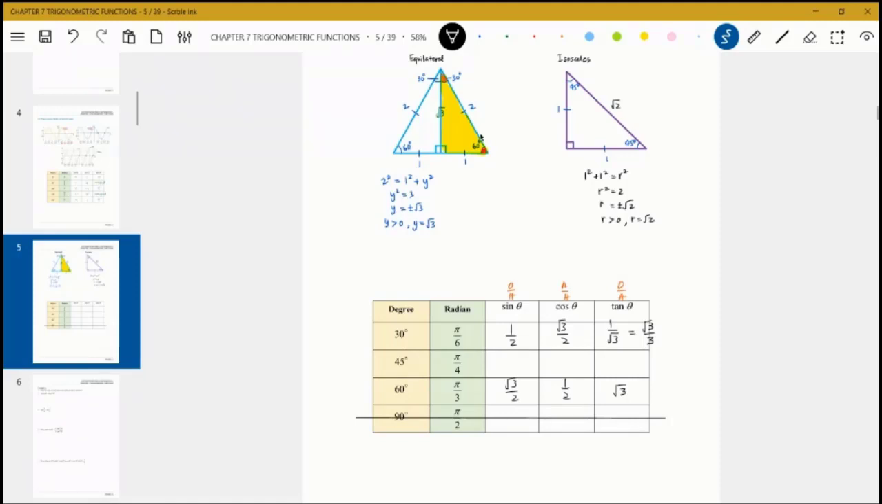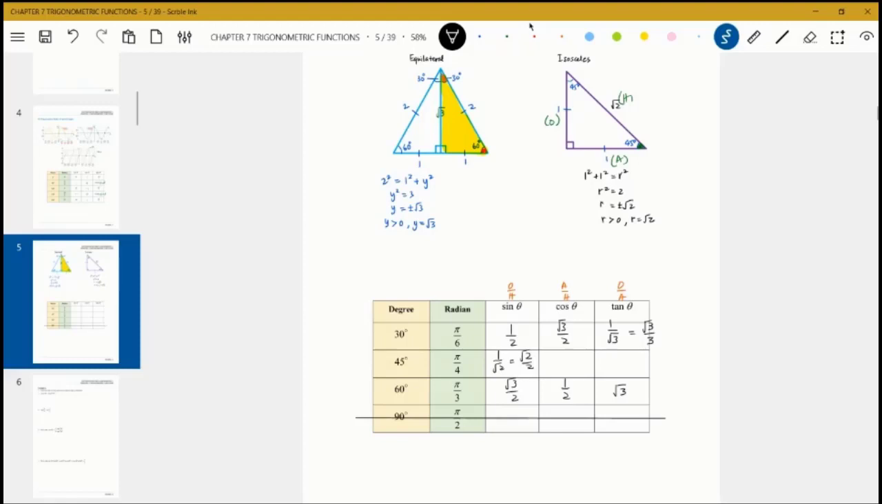Okay, and then for the 45, we focus on only one, either this angle or here. So let's say I focus on this angle. Opposite is here, adjacent here, hypotenuse is this one. So sine of 45, opposite over hypotenuse, will be 1 over square root 2, or the same thing as square root 2 over 2.